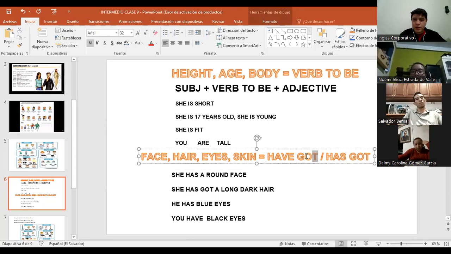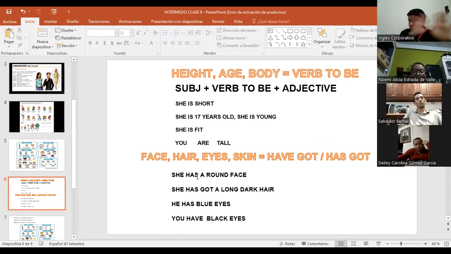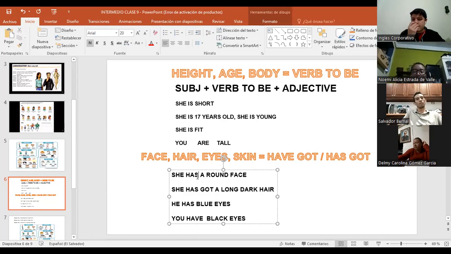Así que para tenerlo en mente, right? Usted lo puede decir have got, has got, o simplemente has, okay? It's the same, okay? There is no differences, okay? Solo es para darle quizás más énfasis, right? Solo para que suene más, right? But it's the same, okay?